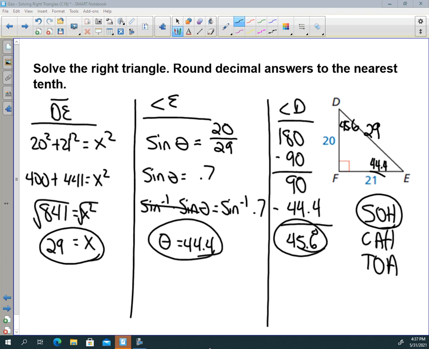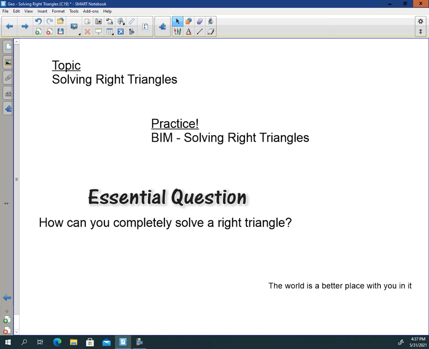Again, you're only going to use three tools, but they come out of those four possibilities. In this one, I use the Pythagorean theorem, and then some inverse trig, and then the triangle sum postulate. All right, y'all, that is solving right triangles.